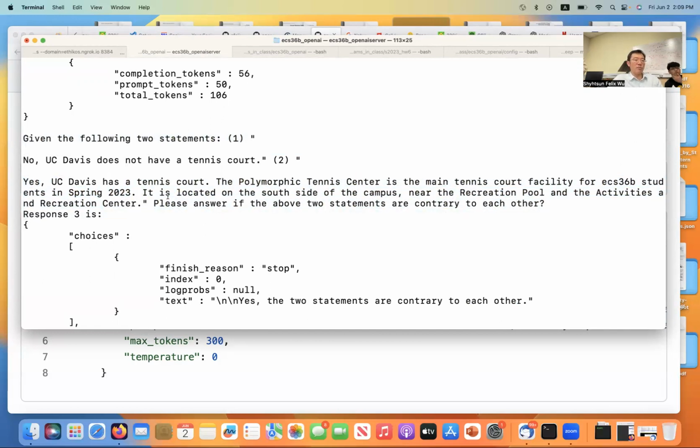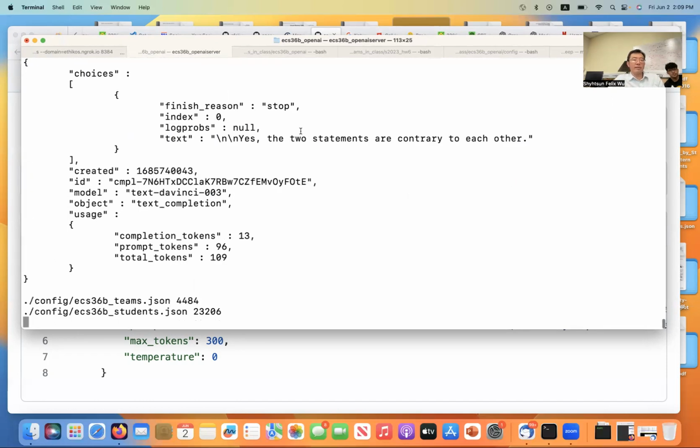And then I asked the GPT again. I said, please answer if the above two statements are contrary to each other. So then the same model agreed with me. The same model creating, I will call it a lie. At least one of these is a lie. So they create a lie, they actually detect their own lie. So that's the contrary we're talking about. And then it says, yes.